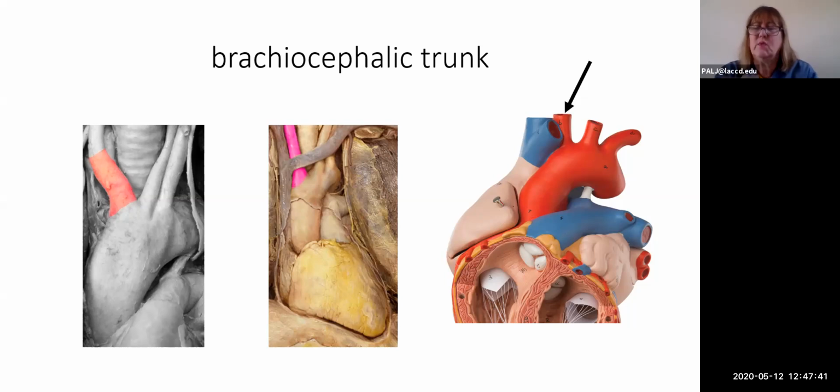Okay, so for instance, when you learned about the heart and you learned about the pulmonary trunk, it bifurcated into the right pulmonary artery and the left pulmonary artery. So this is the brachiocephalic trunk. And the name is telling you what the two branches are going to be doing. Brachio is brachium. So it's going to have a branch that's going to go to the upper extremity, and cephalic means head. So the other branch is going to be going towards the head.